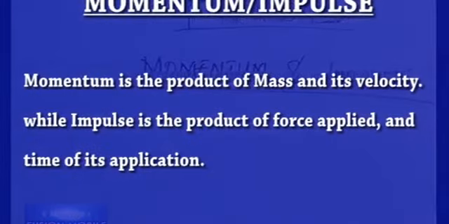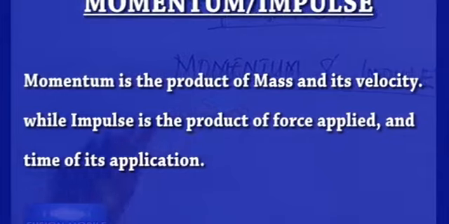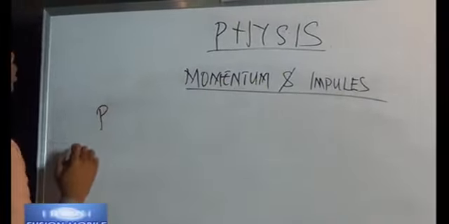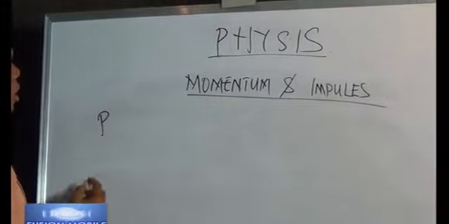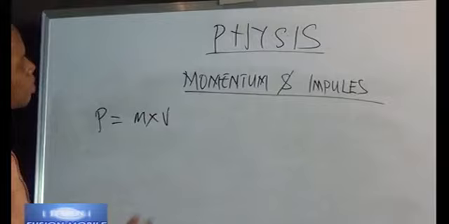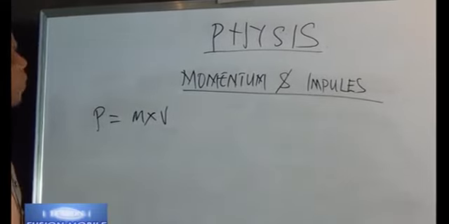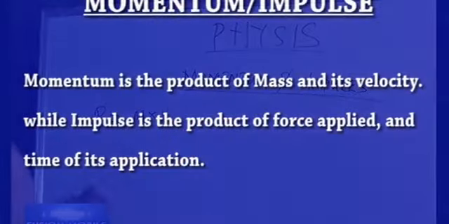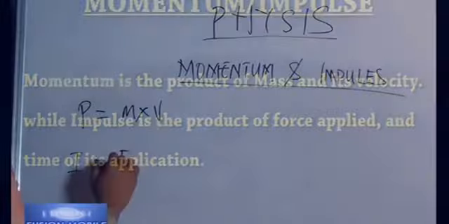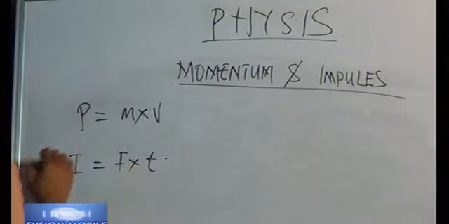Momentum, which we can define as the product of mass and its velocity. Momentum, conventionally represented as P, is equal to mass times velocity. That is the mathematical definition of momentum. While impulse, conventionally represented as I, is the product of force applied and time of its application. That is force times time.